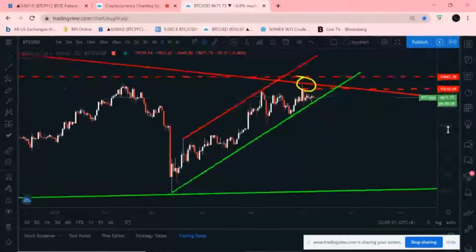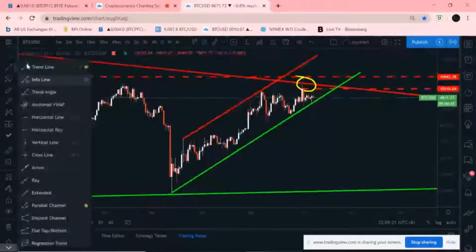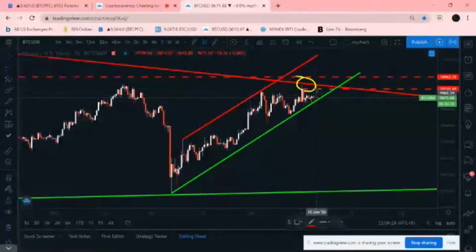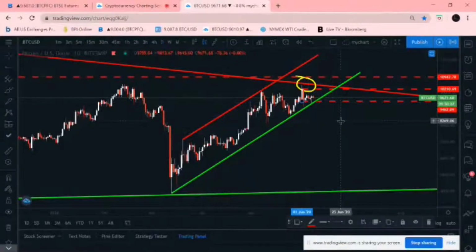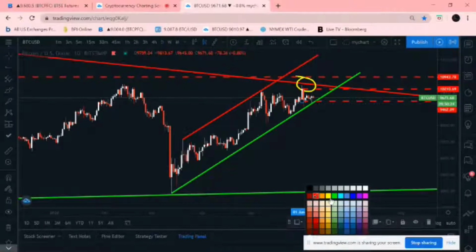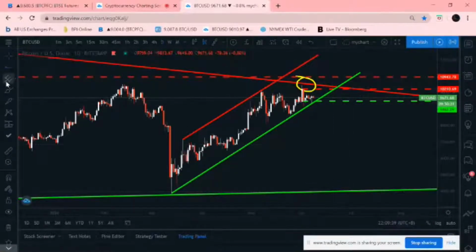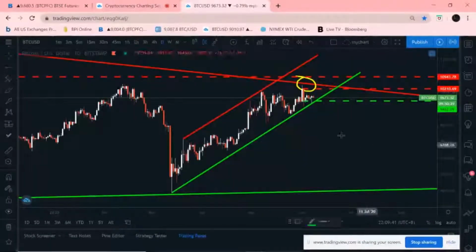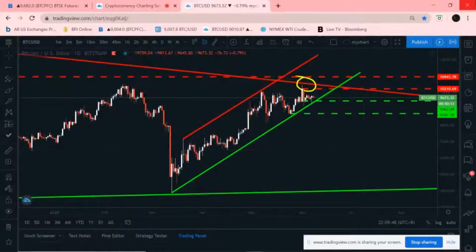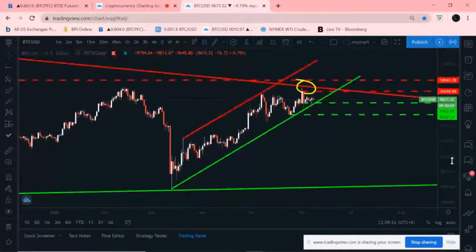However, the support we're looking at, in case it does not go up, is at least within this area around 9,400. And if it breaks that area, at least this area around $8,700. So that's actually the key resistance and support we're looking at for BTC.